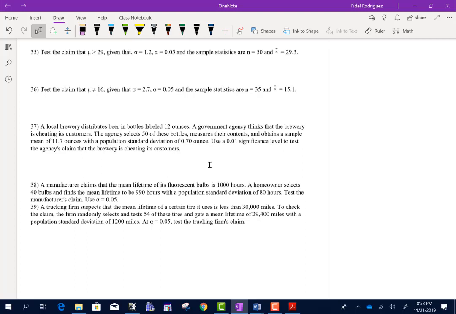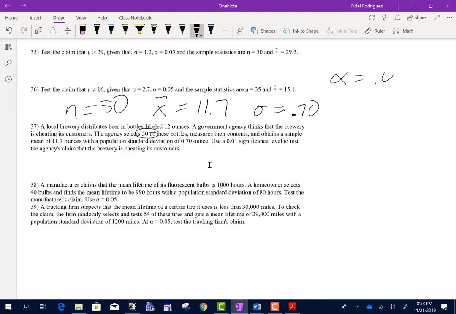Let's see, a local brewery distributes beer in bottles labeled 12 ounces. A government agency thinks the brewery is cheating the customers. The agency selects 50 of these bottles. So guys, y'all agree so far that N is 50? Okay. Measure their contents, and it obtains a sample mean of 11.7 ounces. So that's telling me that my X bar is equal to 11.7. And look what it also tells me, a population standard deviation of 0.70. Use a .01 significance level to test the agency's claim that the brewery is cheating its customers. Okay. So alpha here is .01.